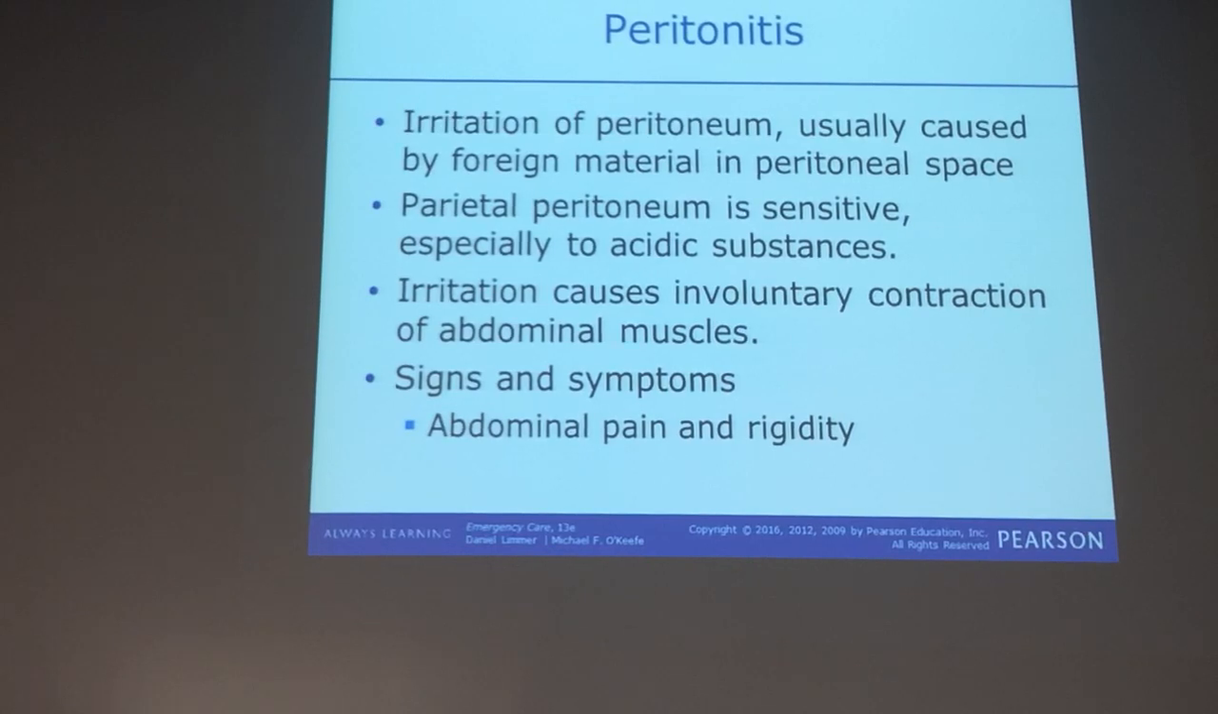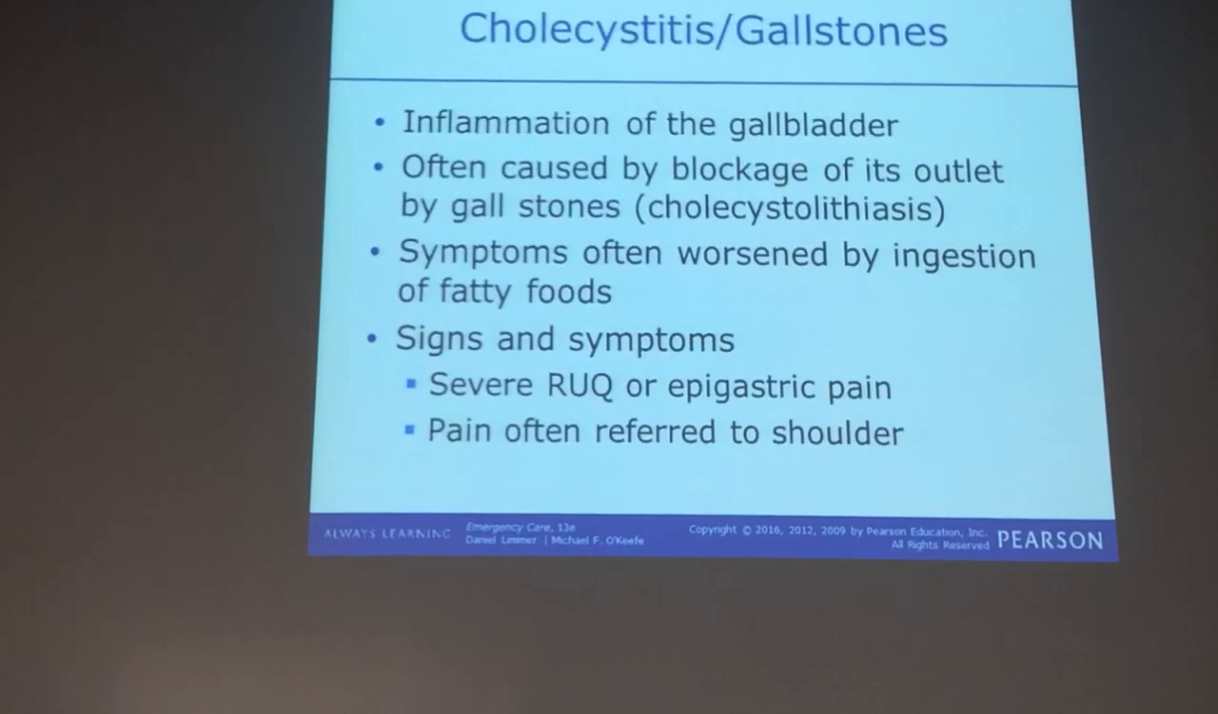Peritonitis is an irritation of the peritoneum, usually caused by foreign material in the peritoneal space. Parietal peritoneum is sensitive, especially to acidic substances. Irritation causes involuntary contraction of the abdominal muscles, and then we're going to have a lot of severe abdominal pain and rigidity. Okay?